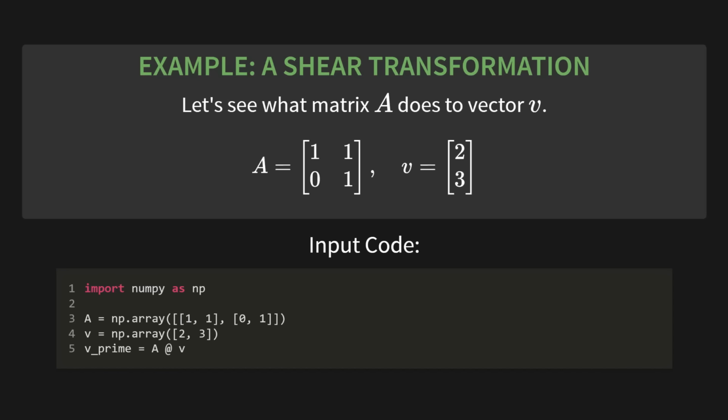Our matrix A is [[1, 1], [0, 1]], and our vector v is [2, 3]. In code, this is super simple. We'd just import numpy, then set A equals numpy.array with values 1, 1, 0, 1, and v as a numpy.array with 2, 3. The transformation is just v' = A @ v.